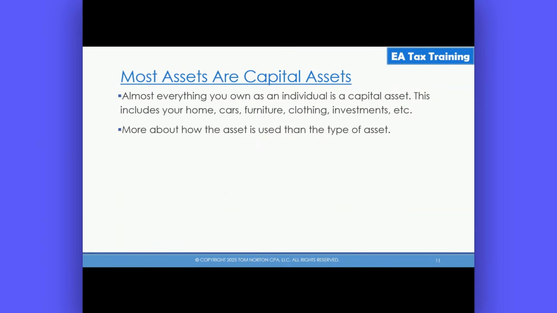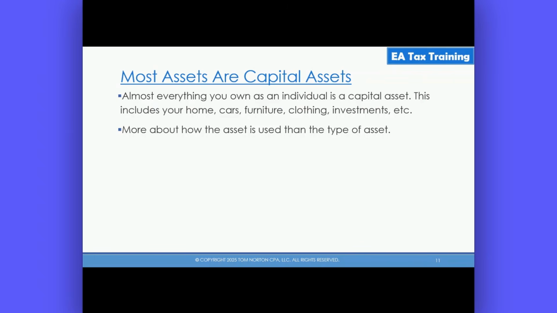So what this means is that most of the assets that are owned in the world are capital assets. So everything you own as an individual is a capital asset. That includes your home, your cars, your furniture, your clothing, your investments. Anything like that is considered to be a capital asset. If you think about it, most of the things that are out there in the world are not on that list of things that are not capital assets. Therefore, they are capital assets.